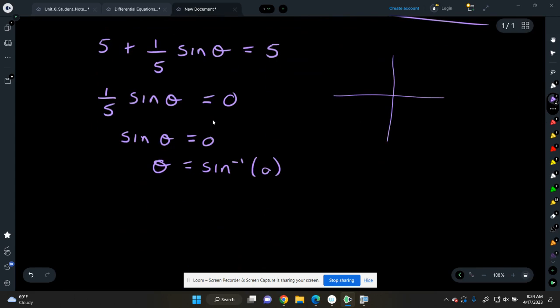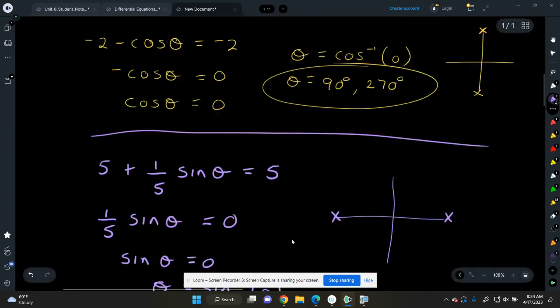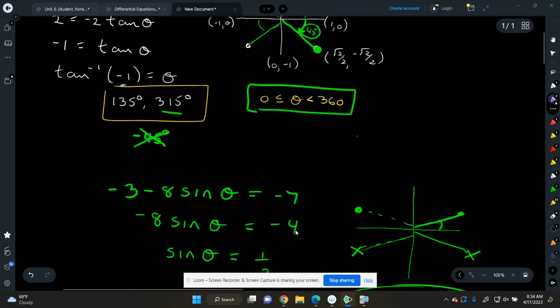So let's see, that's going to be here and here. Okay. So 180 degrees. So here we have to be careful. Do we want to represent this as 0 degrees or 360 degrees? 0, because of the way the domain is stated. This does not include the 360. Yes.